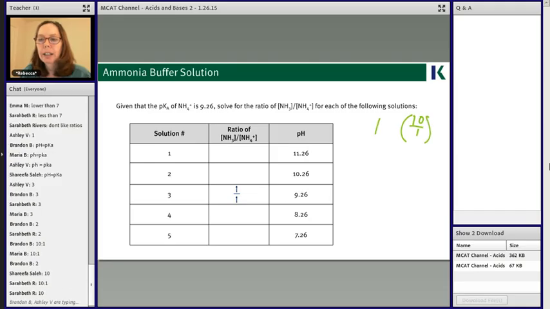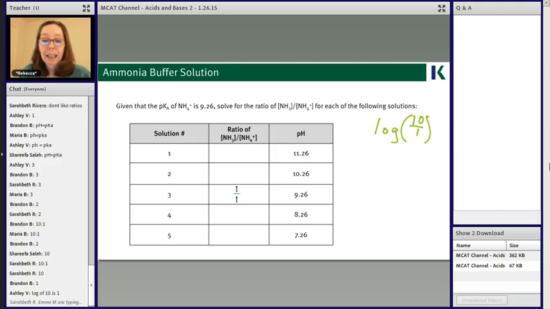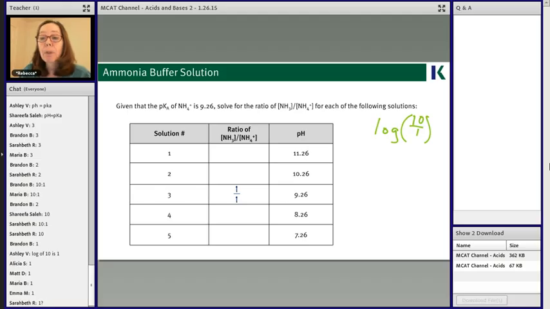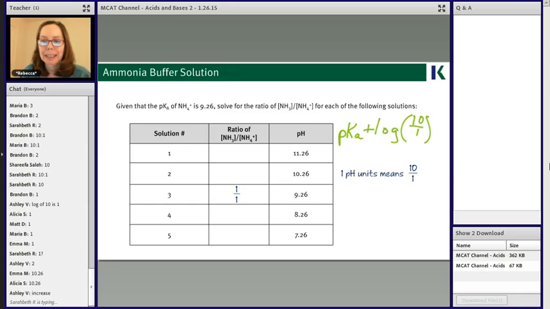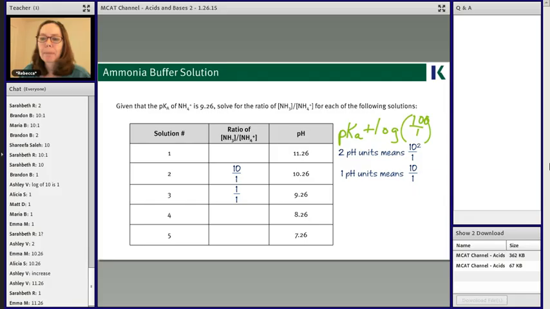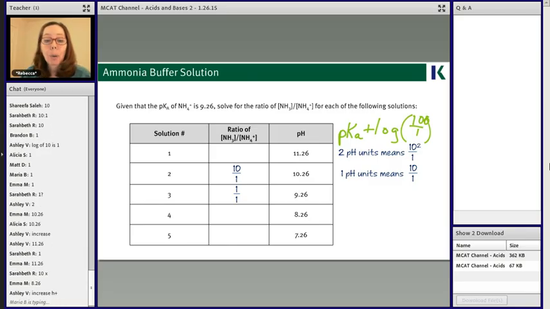And what's log 10 over 1? It's 1. Excellent. And if we're going to add that to the pKa, what does that mean happens to our pH? Exactly. It goes up to 10.26. What if it goes up to a factor of 100 over 1? It's going to go up to 11.26. Okay. Now, let's go the other way. What has happened if the pH has dropped by a unit? If the pH went from 9.26 to 8.26, what's happened?